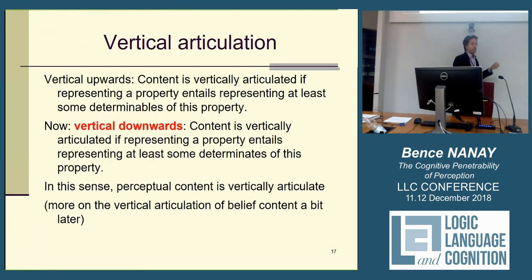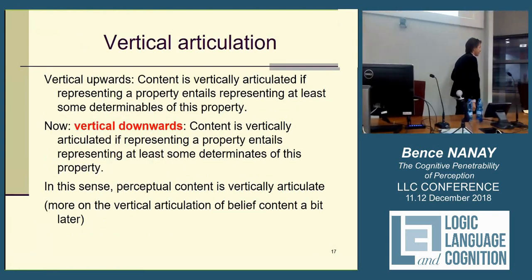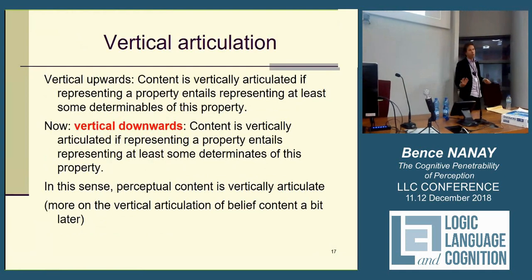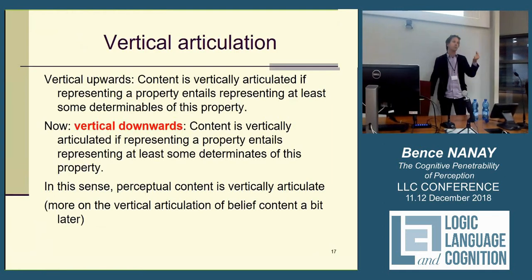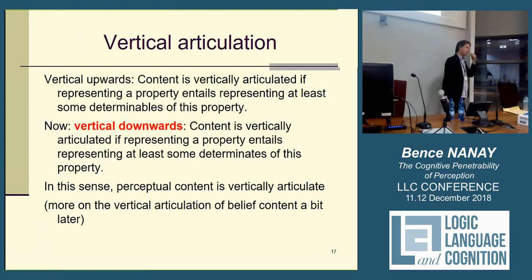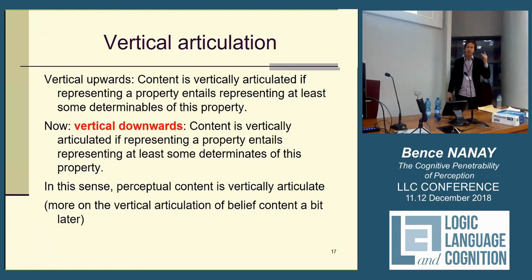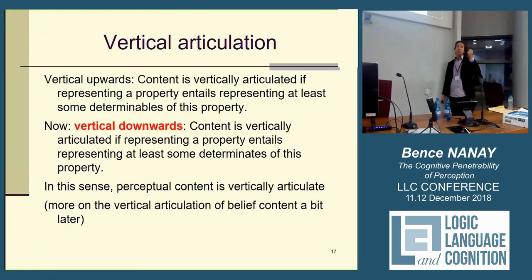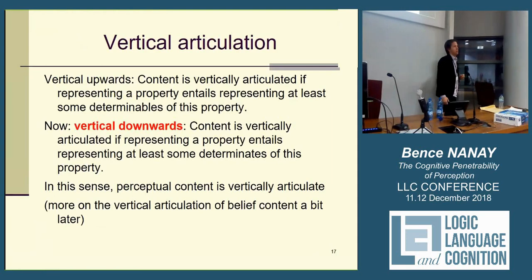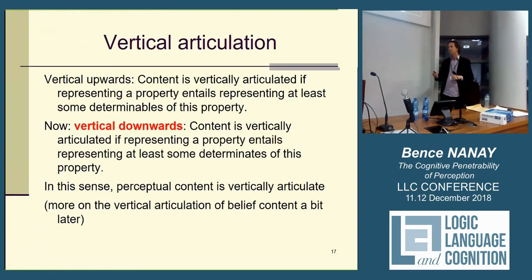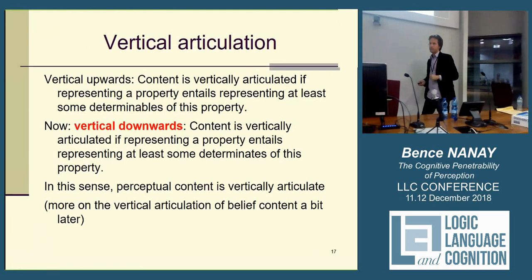But here is my claim: just as perceptual states are vertically articulated upwards, they also vertically articulate downwards. So when I'm attributing a determinable property, let's say the determinable color property red, to a certain object, I thereby also am attributing a determinant of that determinable.